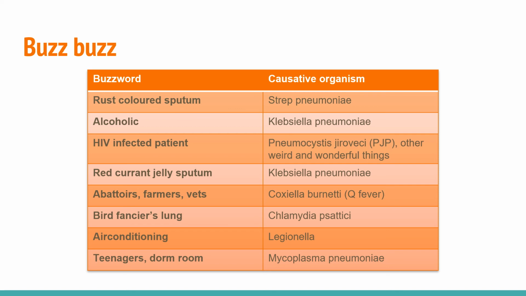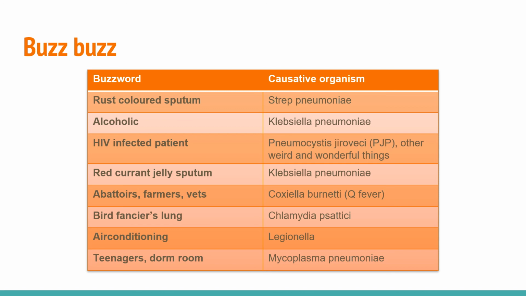You might hear PJP get thrown around, especially if you're doing an ID ward round at MMC. And HIV patients, they tend to be infected by weird and wonderful things, so they're not going to be infected by strep. I mean, common things are common, but HIV people get the uncommon things. Someone said to me once, if you don't recognize one of the words, it's most likely to be the answer for HIV, because they just get all the weird and wonderful things. Red currant jelly sputum is super buzzwordy for Klebsiella again.